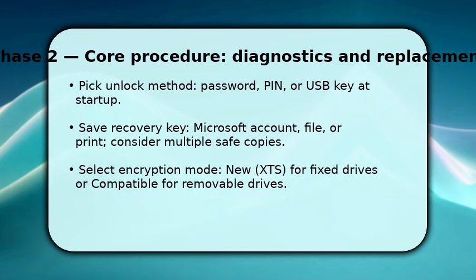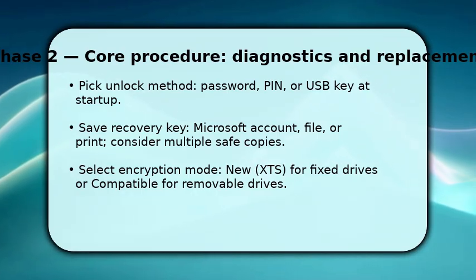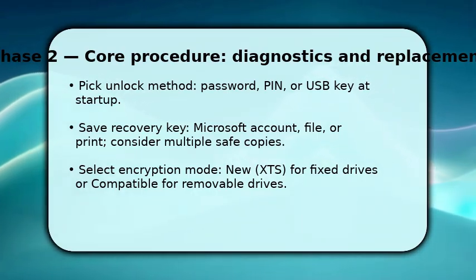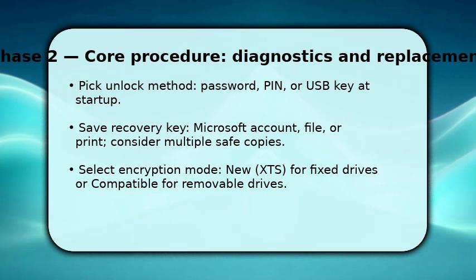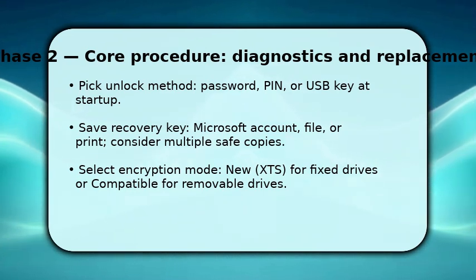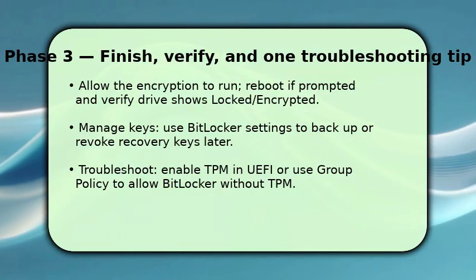Then select encryption options. Use new XTS mode for internal drives or compatible mode for drives that will move between older systems. Finally, choose to encrypt used space only or the whole drive and begin encryption. Finish by letting the encryption process complete.